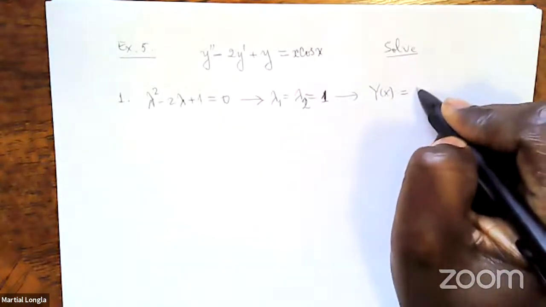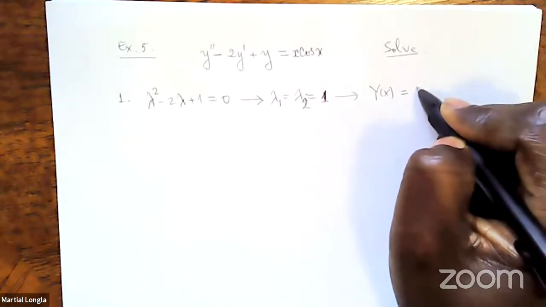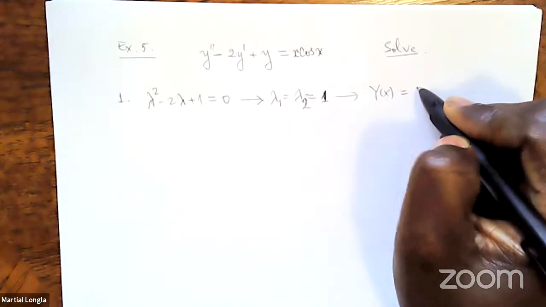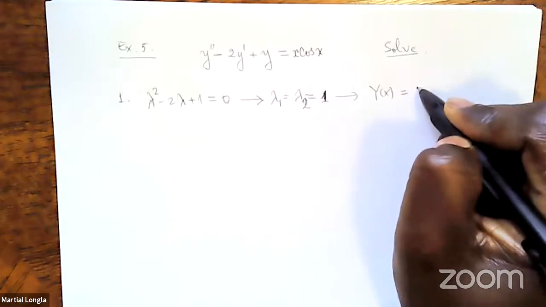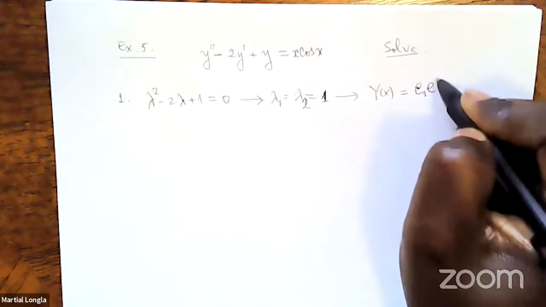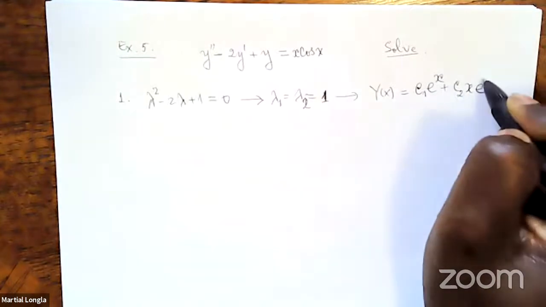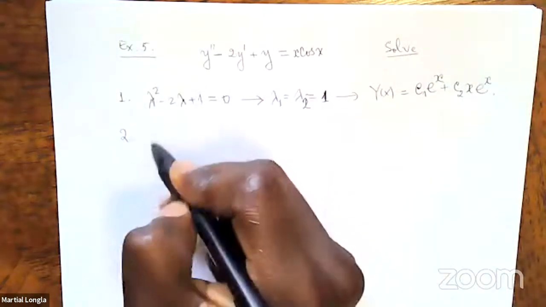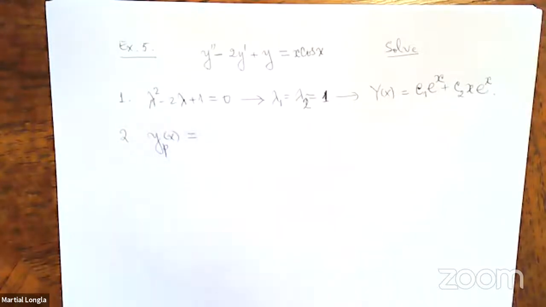I'm not quite sure. It would be C1 e to the x plus C2 x e to the x. Okay. Thank you. Now in the second step, you want to write down a formula for yp of x.